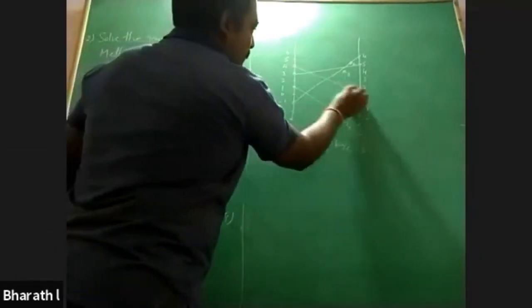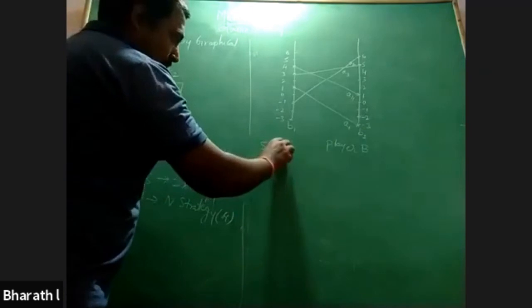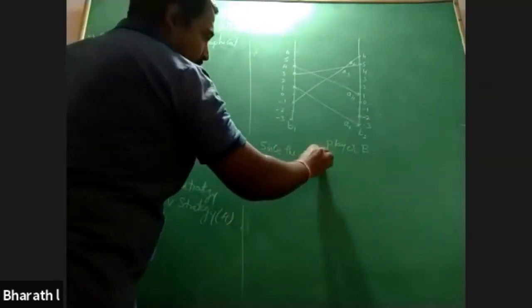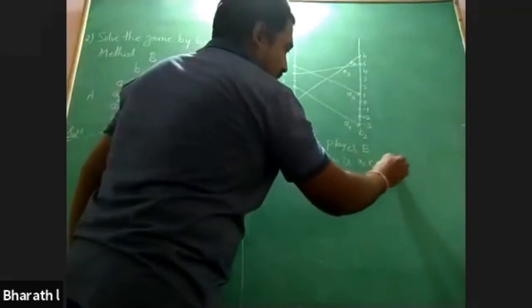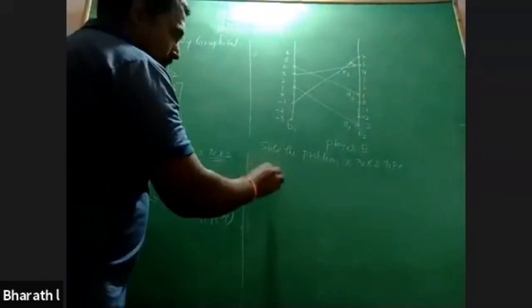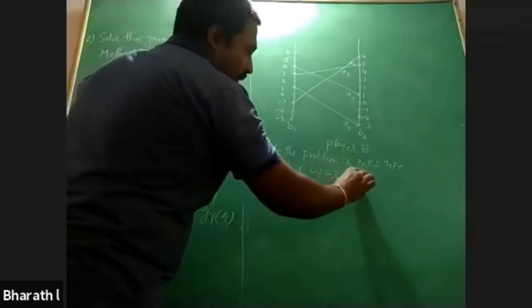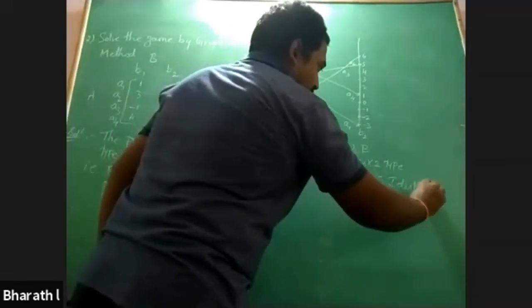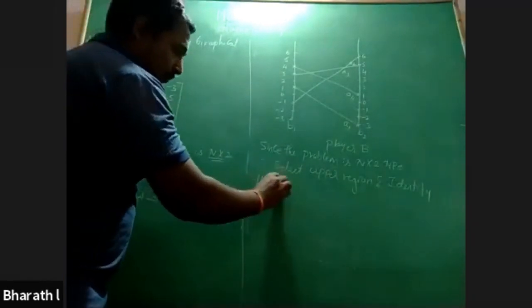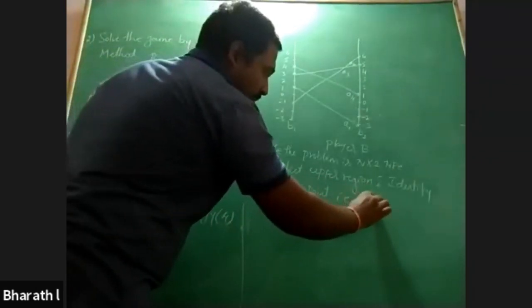Then we'll join. That is A4. Then after drawing all these points, since the problem is n cross 2 type, therefore select the upper region and identify the lower point, that is P minimum.